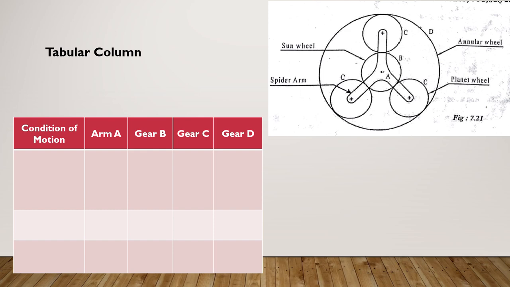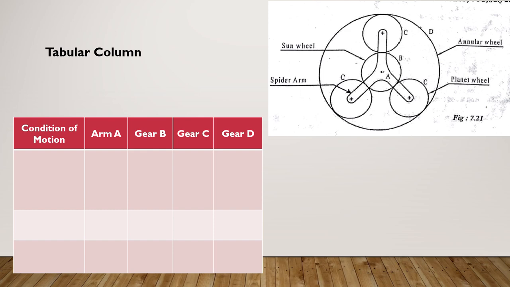speed. Okay, so take the tabular column. Same type of table is prepared. Condition of motion: arm A, gear B, gear C, gear D. See, C is the same gear of same size, so no need of writing it 3 times. Here it is same property. The gears have same property, so the speed will remain same. So one column is sufficient for that. No need of drawing it 3 times.